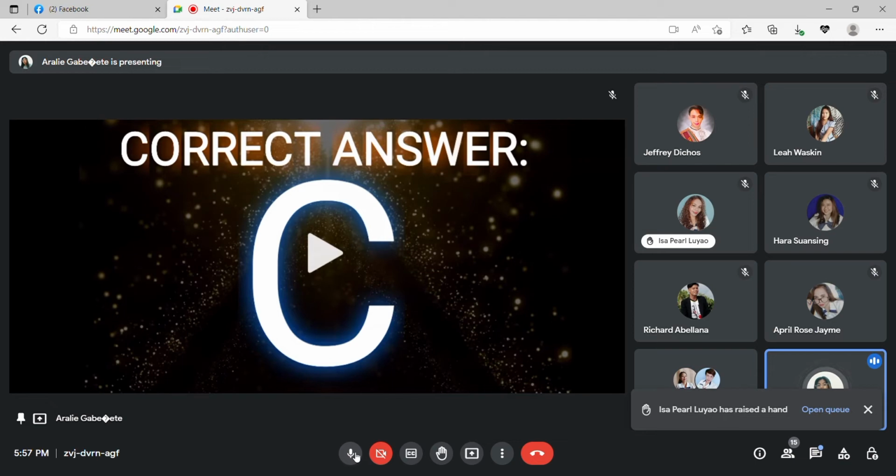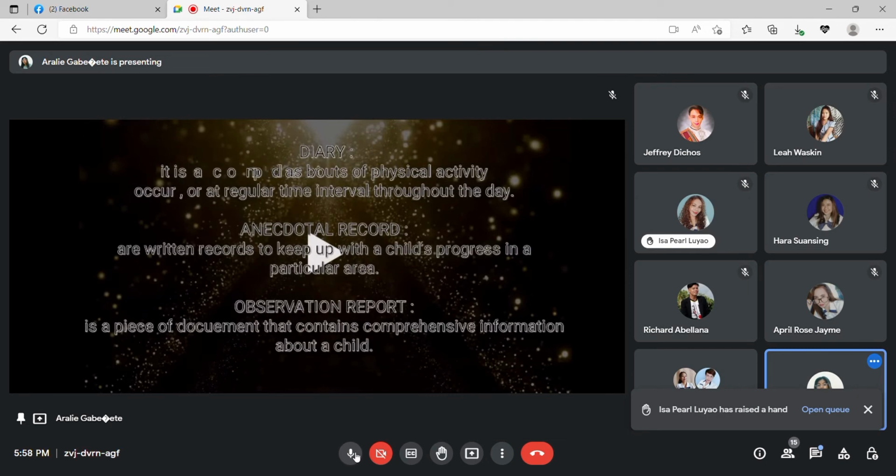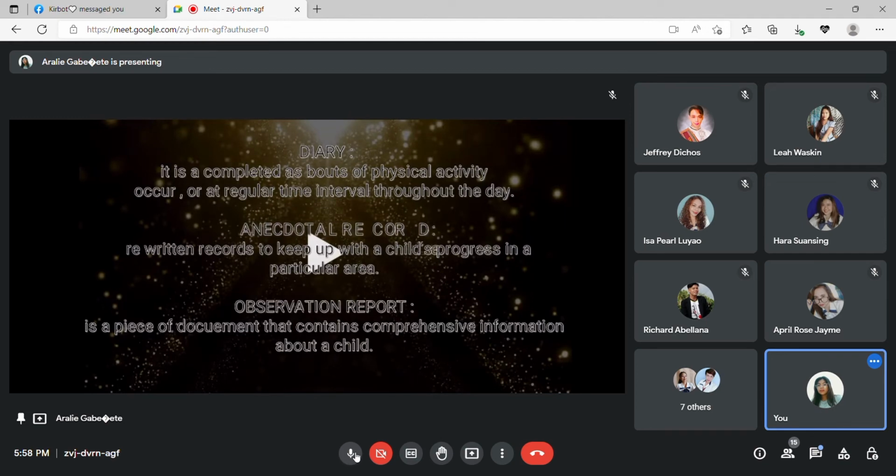First option we have the diary. It is wrong because it is completed as bouts of physical activity occur at regular time intervals throughout the day. Is it wrong? Because it is a tool for assessing and developing one's own learning. It helps you describe your own experience, which supports your personal growth and helps identify weaknesses and strengths related to learning.